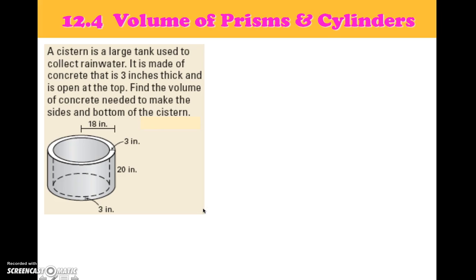Okay, so a cistern is a large tank used to collect rainwater. It is made of concrete that is 3 inches thick and is open at the top. Find the volume of concrete needed to make the sides and bottom of the cistern. This is a great problem. So I want you to think, try it out, do your best, pause the video, give it a try, and then let's check it.